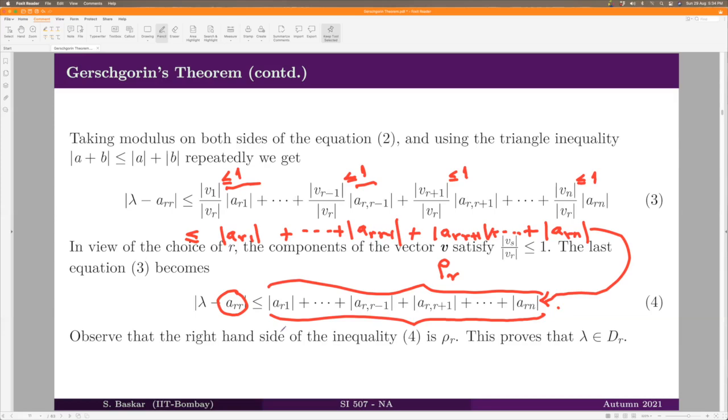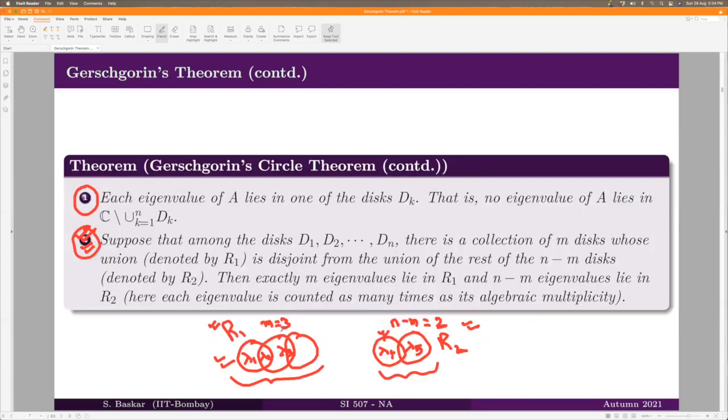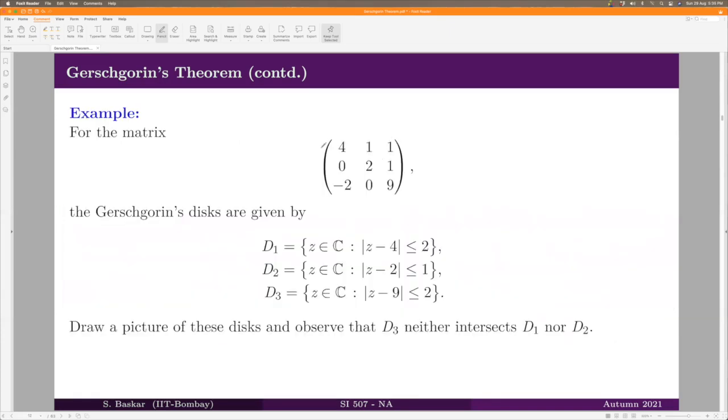As I told, the second part is omitted for our course, but the statement is very important. We have to keep the statement in mind, but the proof we can omit. Okay, let us see an example. Let's take the matrix A as 4, 1, 1, 0, 2, 1, minus 2, 0, 9.